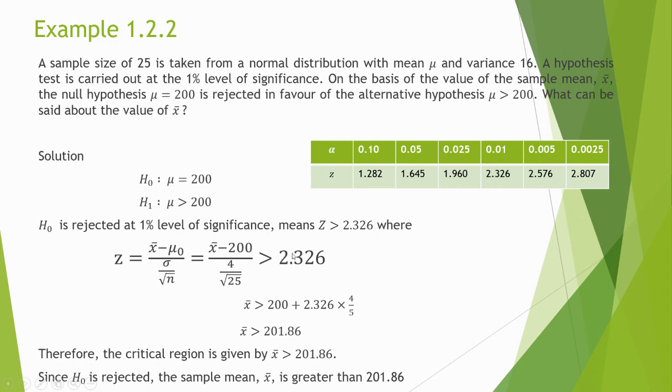So we want to find the x bar value. x bar minus 200 over 4 divided by the square root of 25 is greater than this critical value. Now we have to find x bar, so you arrange everything and solve. You find that x bar is greater than 201.86. Since H0 is rejected, the sample mean will be greater than this value.